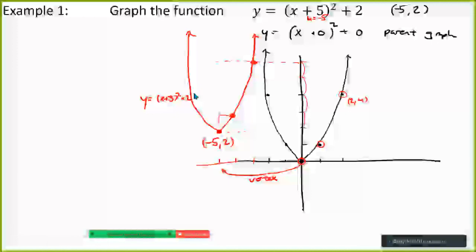And we can use the parent graph as like a model or a guide. They're all going to be that same shape. And we just need to know, okay, it's always going to be up 1 over 1 for that first point, and then up 4 over 2 from the vertex for the next point. And it's just a matter of where's the vertex, where do we start this thing, and then we can do the rest really fast. Let's try another one.